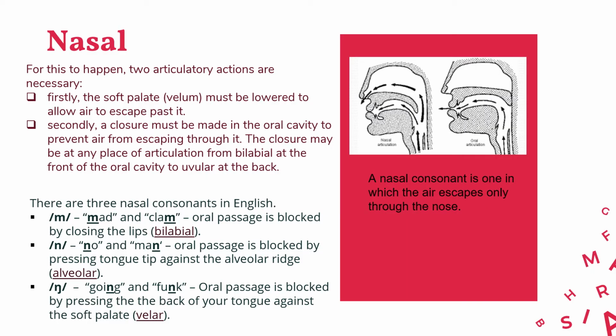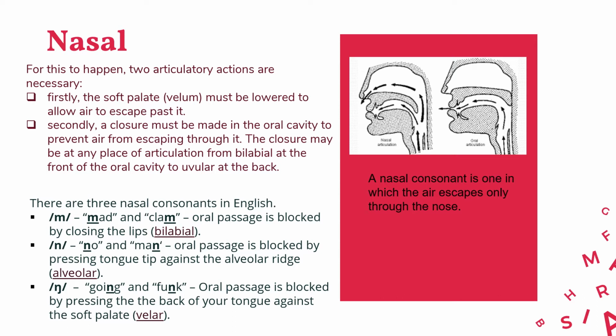The first one, nasal. For this to happen, two articulatory actions are necessary. Firstly, the velum or valve must be lowered to allow air to escape past it. And then secondly, a closure must be made in the oral cavity to prevent air from escaping through it. The closure may be at any place of articulation from a bilabial at the front of the oral cavity to uvular at the back. So a nasal consonant is one in which the air escapes only through the nose.